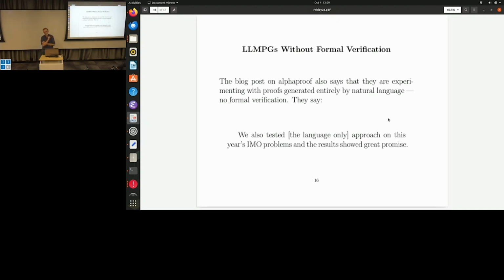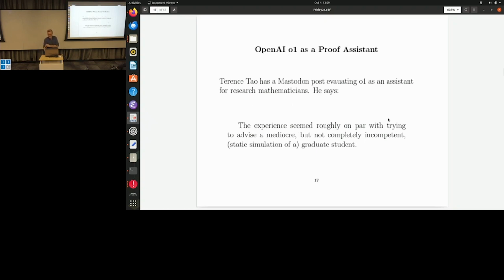And I want to make an analogy here. Where is it scary? Well, let me do one more slide. o1 just came out, right? And Terry Tao has a post on Mastodon where he evaluates o1 as an assistant to a research mathematician. And he got into trouble. He got a lot of complaints about this statement: I'm not completely incompetent graduate student.